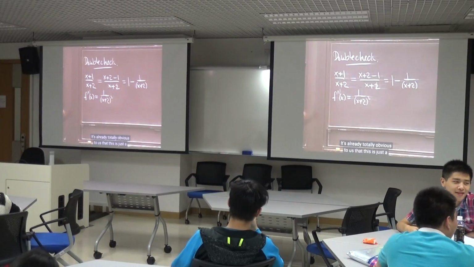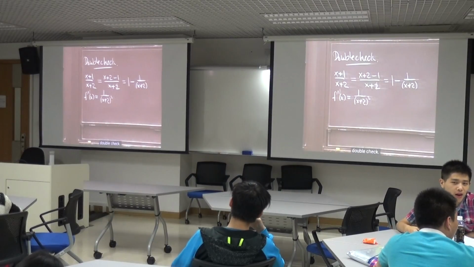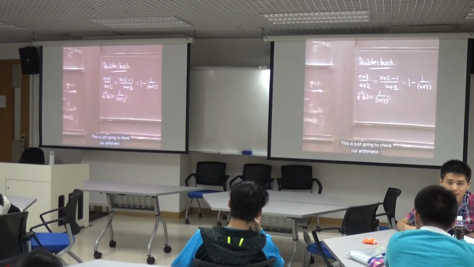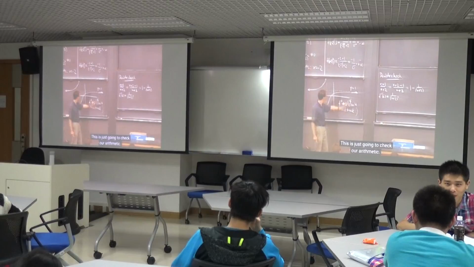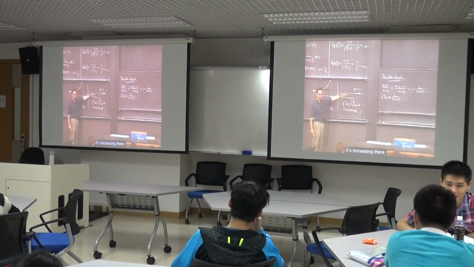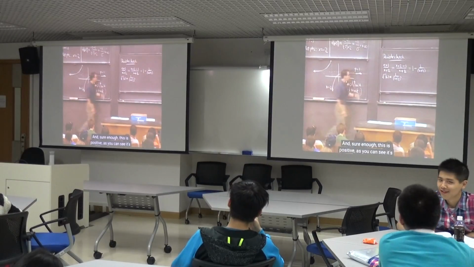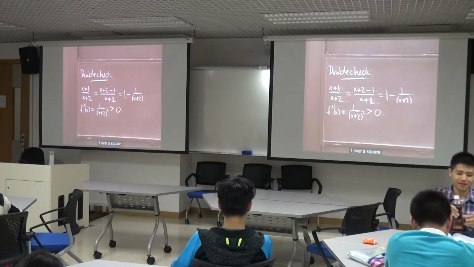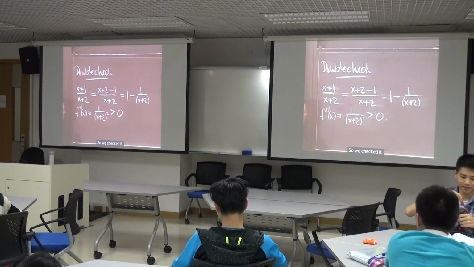Okay, so now let's check the sign. It's already totally obvious to us that this is just a double check. We didn't actually even have to pay any attention to this. It had better be true. This is just going to check our arithmetic. Namely, it's increasing here, it's increasing there. That's got to be true. And sure enough, this is positive. As you can see, it's 1 over a square. So it is increasing, so we checked it.